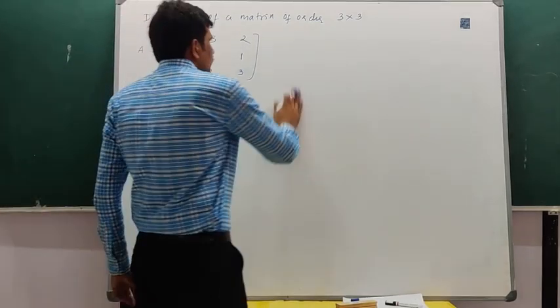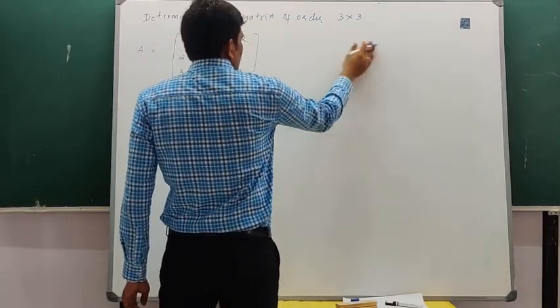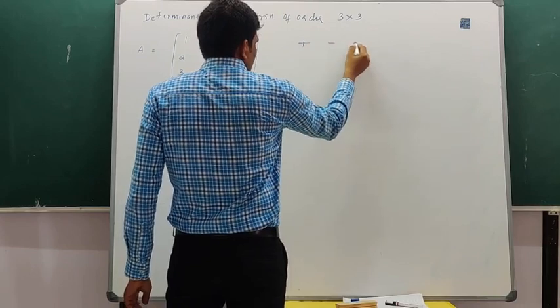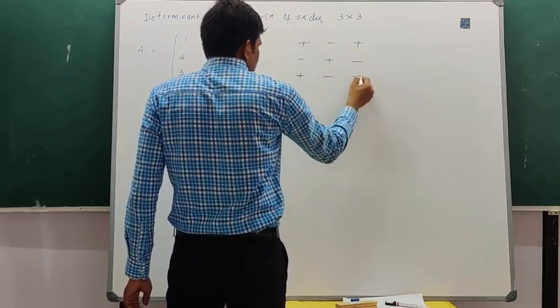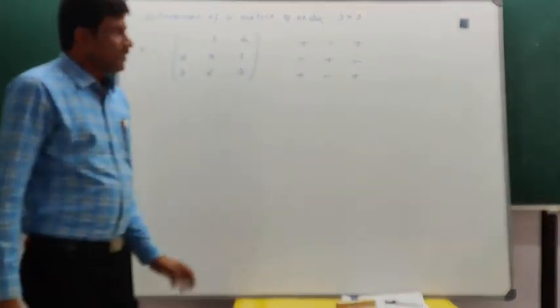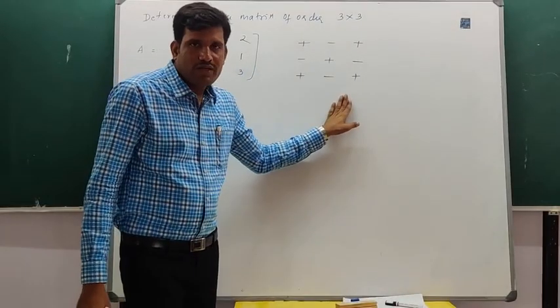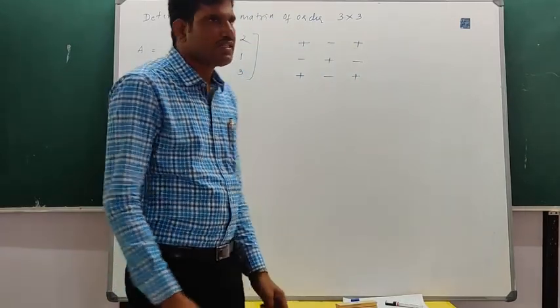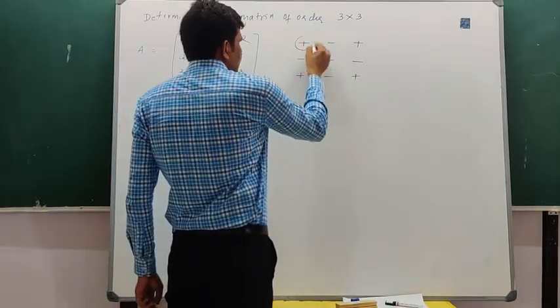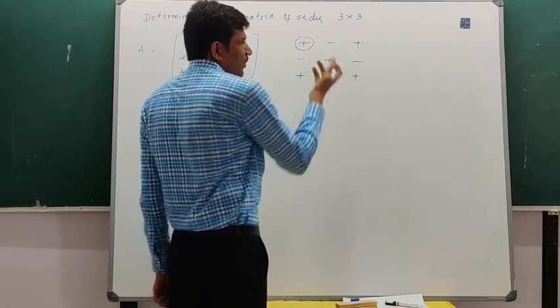See, while expanding a 3 cross 3 matrix, we are following the sign convention, that is plus minus plus, minus plus minus, then plus minus plus. Right, so while expanding a 3 cross 3 matrix, we are following this sign convention. This sign convention satisfies the adjacent property. What is the adjacent property? For any sign, the elements adjacent to it should have the opposite sign.